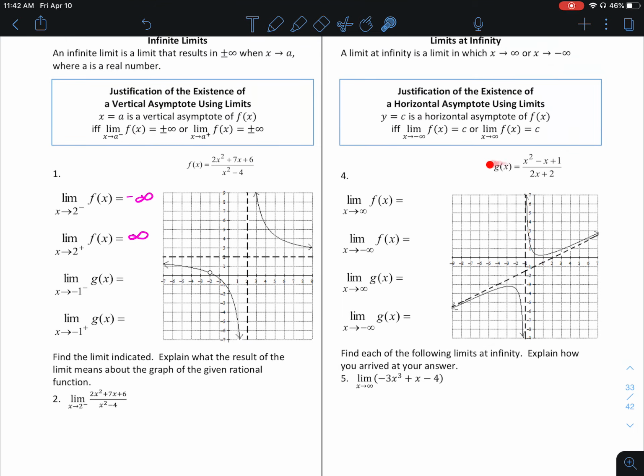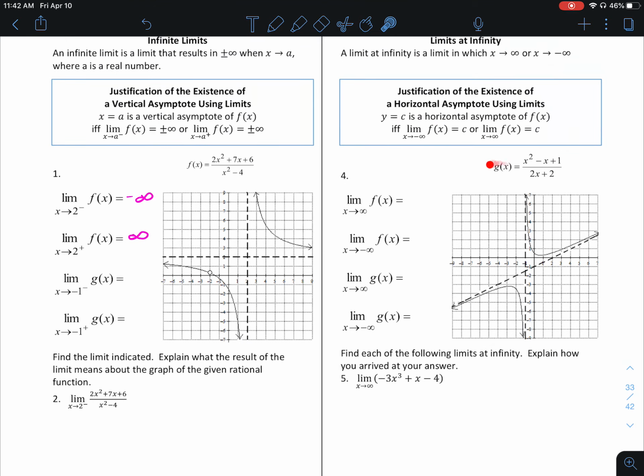So if we factor the numerator and denominator, the numerator factors into a 2x plus 3 and an x plus 2. To find that, you'd split the middle term and factor by grouping. The denominator factors into an x plus 2 and an x minus 2, because the denominator is the difference of 2 squares. We have a canceling factor on the top and the bottom. That means there's a hole at x equals negative 2. We have a non-canceling factor in the denominator of an x minus 2. That means we have a vertical asymptote at x equals 2.